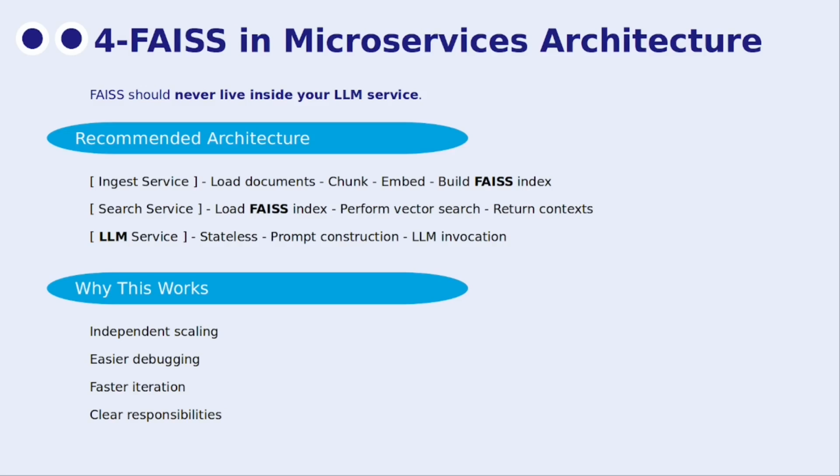FAISS in microservice architecture. Now let's talk about architecture. One very important rule: FAISS should never live inside your LLM service. Recommended architecture. Why does this architecture work? This design gives you many benefits: independent scaling, easier debugging, faster iteration, clear responsibility. Each service does just one job. Architect principle. Here is a core principle: stateful components must be isolated. FAISS is stateful, so it must live alone.